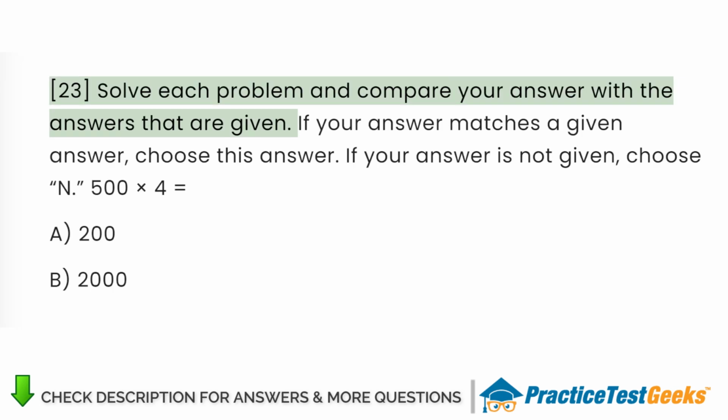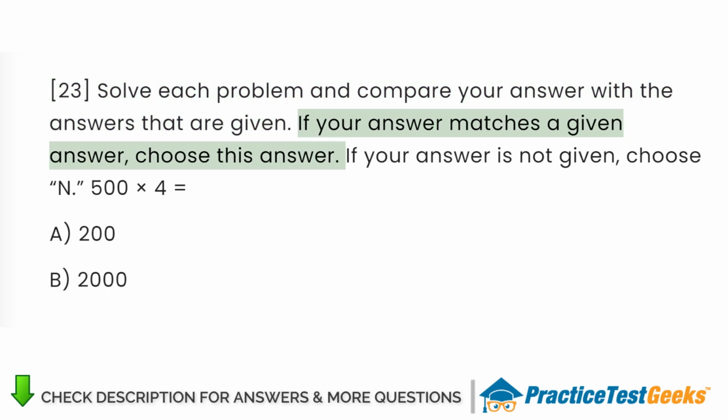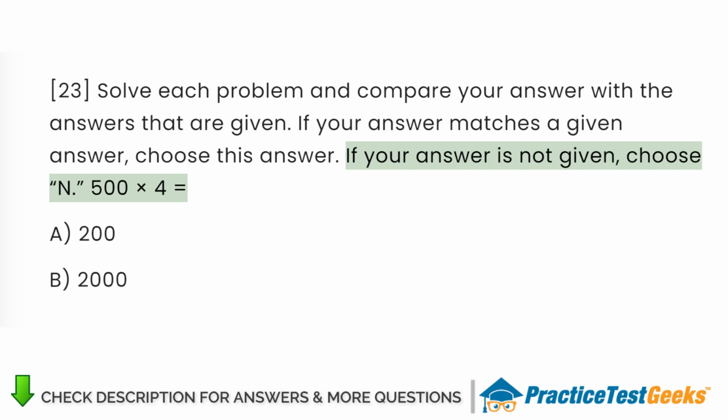Solve each problem and compare your answer with the answers that are given. If your answer matches a given answer, choose this answer. If your answer is not given, choose N. 504 divided by 2 equals A. 200. B. 2000.